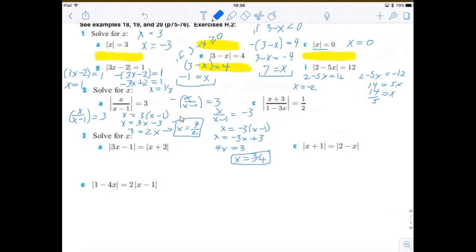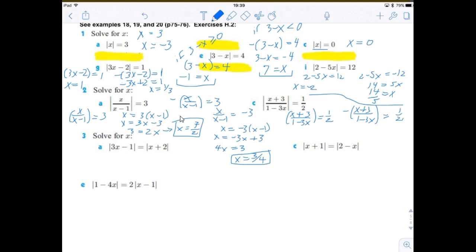So we have the absolute value of x plus 3 divided by 1 minus 3x equals 1/2. So we know that that is two cases. One is the case where the inside of the absolute value is positive, and then we just have this function here. And then we also have the case where the inside is negative, so then it would be negative x plus 3 over 1 minus 3x equals 1/2.